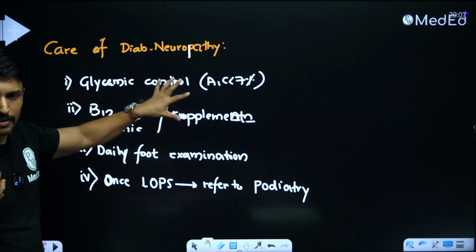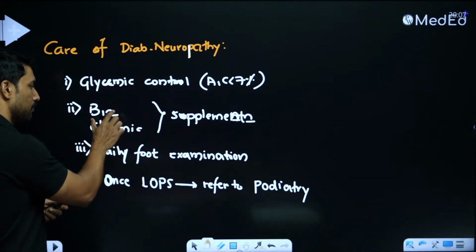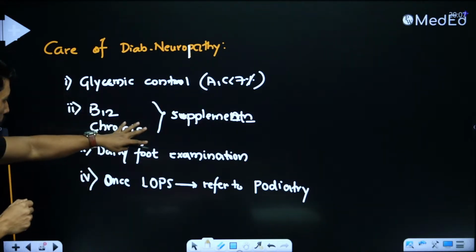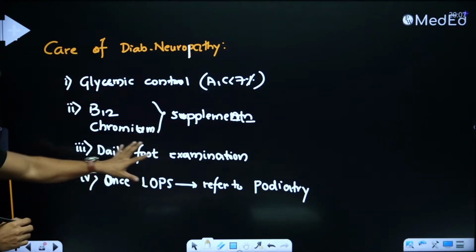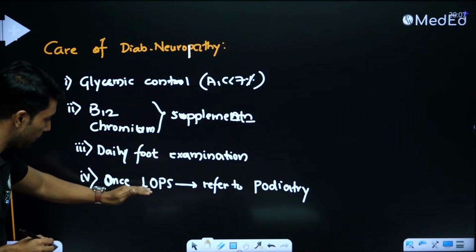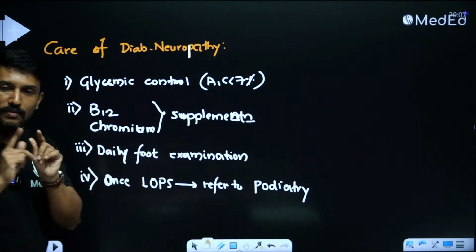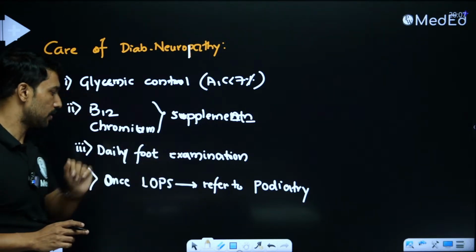So as a physician, I can try to control their HbA1c. Maybe if required, I can add B12 and chromium picolinate supplementation. Daily foot examination I will recommend. I will use this 10 gram monofilament during every visit, and whenever I notice that he has developed the loss of protective sensation, I will refer him to a specialist for the foot care.